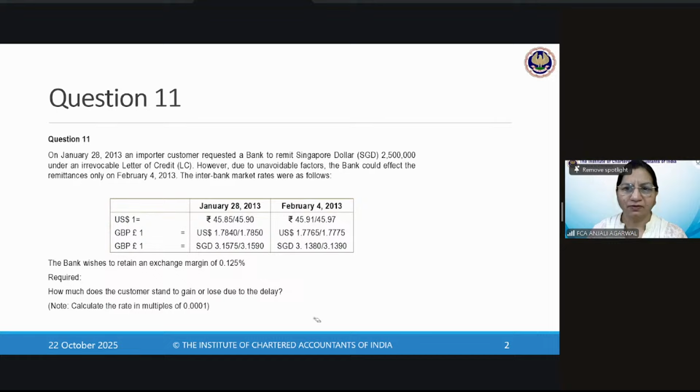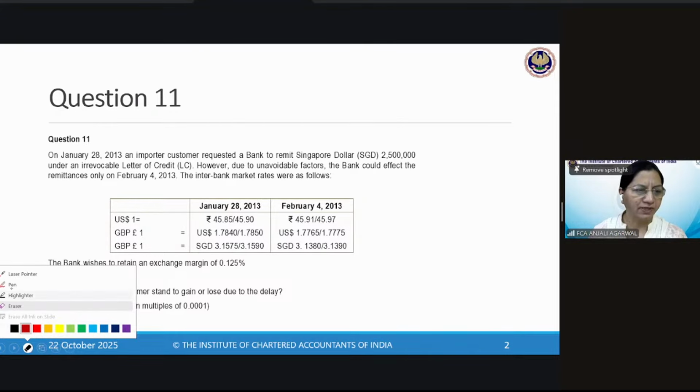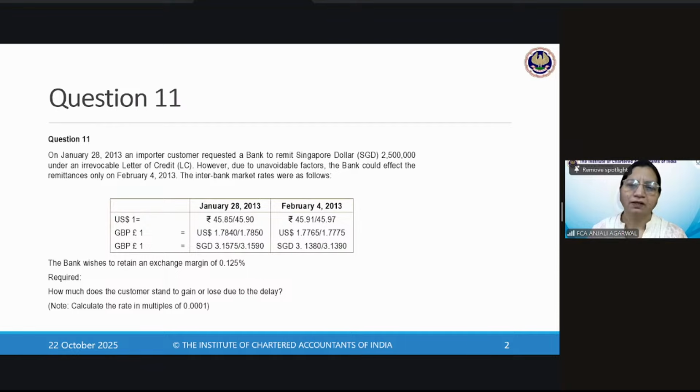And so far, what we have done is we have looked at the interbank rates and we have seen that the bank has not taken any margin. But in this particular question, which is where we'll start our session, there will be an exchange margin as well. So how you deal with an exchange margin, we will see this. Let's look at this question.